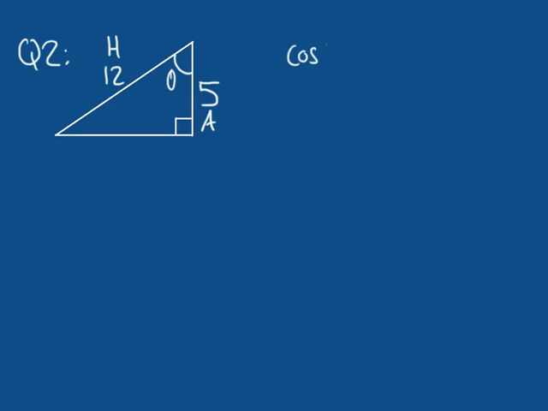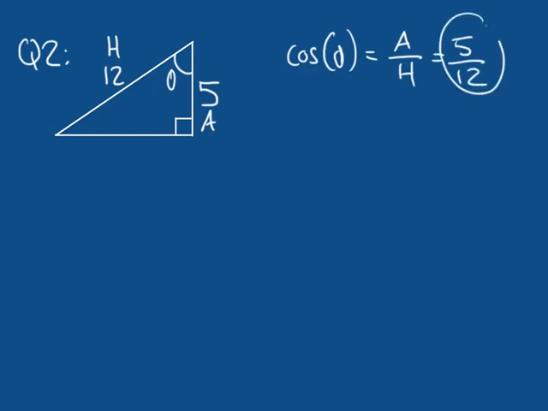So the cosine of theta is equal to our adjacent edge over the hypotenuse. We can now calculate that ratio. It's equal to 5 over 12. Now that we have that ratio, let's use the inverse of our trigonometric function to find the angle theta. In this case, because we're dealing with cosine, we need the inverse cosine. So we're going to use the inverse cosine of 5 over 12.